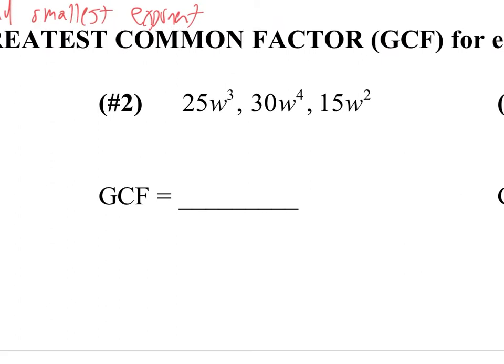All right. 25w to the third, 30w to the fourth, and 15w squared. What's the biggest number that goes into 25, 30, and 15? Well, that's going to be 5. And what's the smallest exponent, 3, 4, or 2? We're going to put w squared.